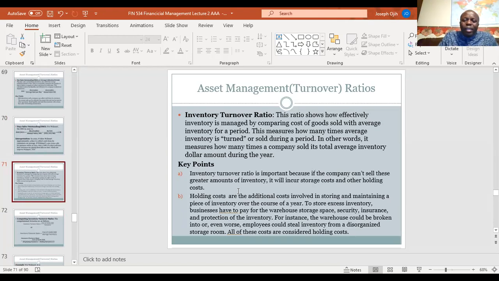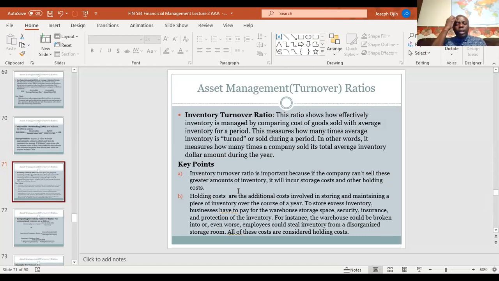So if the company can't sell their inventory, it will incur what we call storage costs. The inventory also ties down money that the company might need for future projects. But the main thing is, if you are not making sales and restocking, that means customers for some reason are not buying your products. Something is wrong. You have to start digging to see why it is like that.